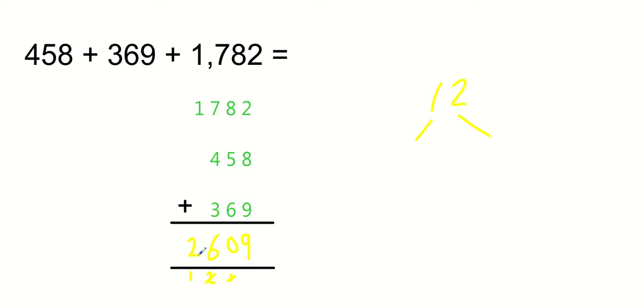And actually, when you look at it, sometimes some number pairs jump out to some people when other number pairs jump out to other people. So just work in a way that is efficient for you. So it's the fastest way where you're not going to make mistakes. So the answer is 2,609.